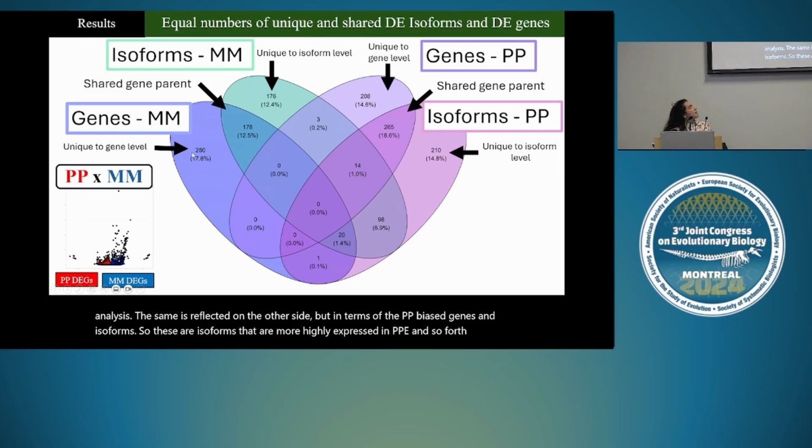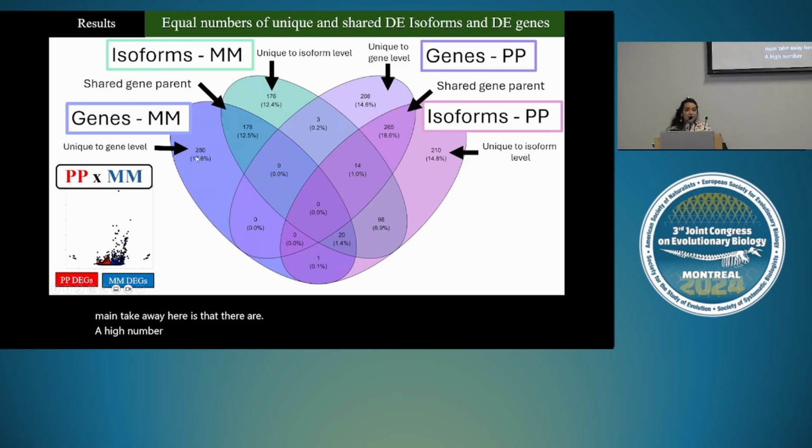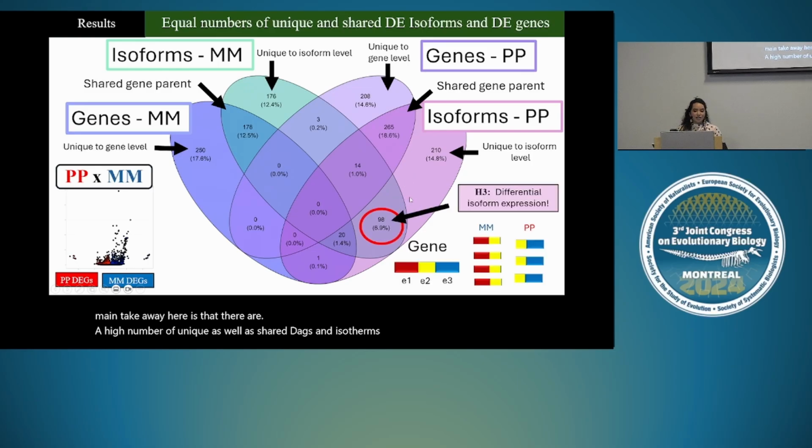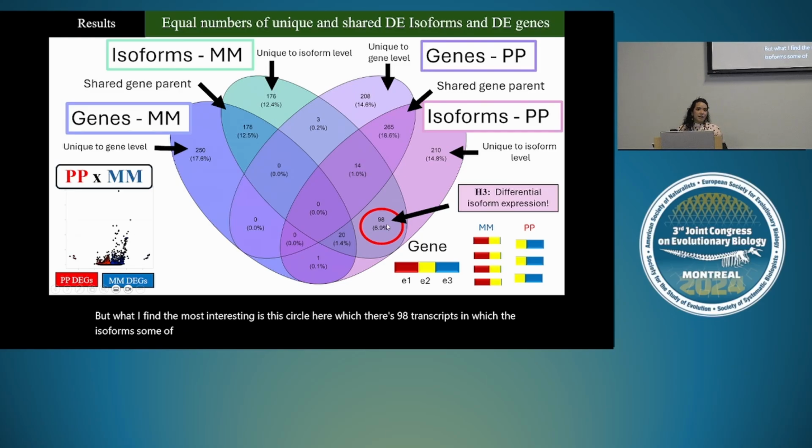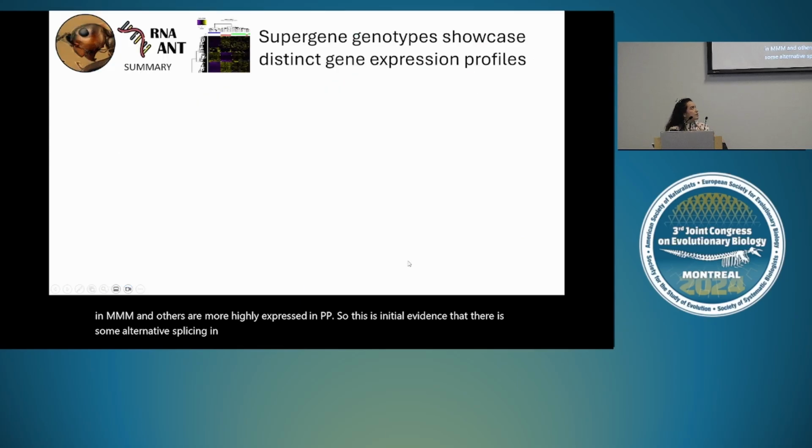The main takeaway here is that there are a high number of unique as well as shared DEGs and isoforms in this analysis. But what I find the most interesting is this circle here, where there are 98 transcripts in which the isoforms, some of them with the same gene parent, are more highly expressed in MM and others are more highly expressed in PP. So this is initial evidence that there is some alternative splicing in contrasting patterns between the two supergene genotypes.